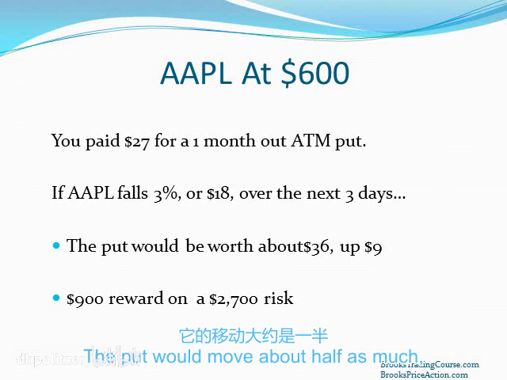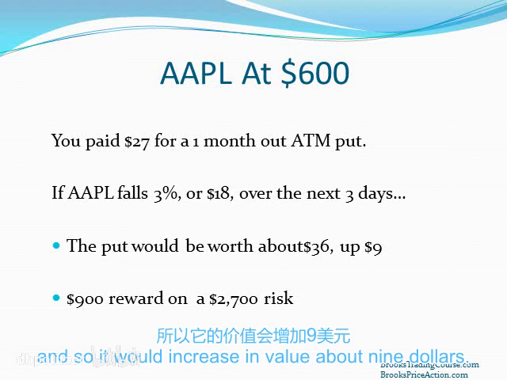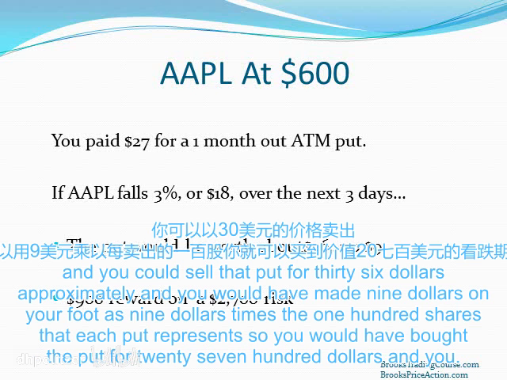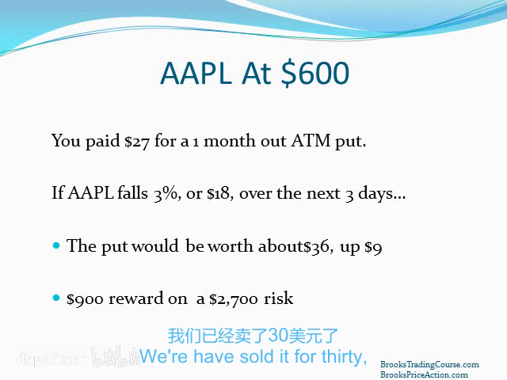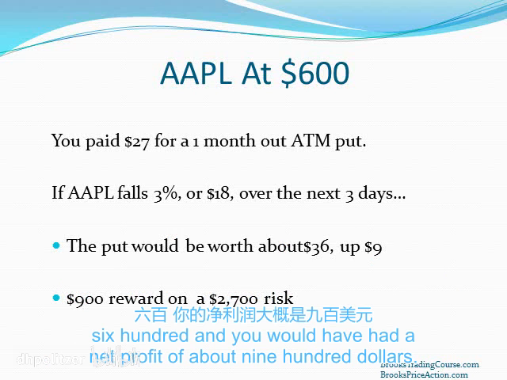The put would move about half as much, and so it would increase in value about $9, and you could sell that put for $36 approximately, and you would have made $9 on your put. It's $9 times the 100 shares that each put represents, so you would have bought the put for $2,700 and sold it for $3,600, and you would have had a net profit of about $900.